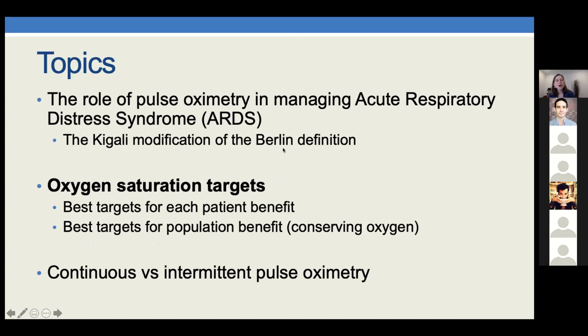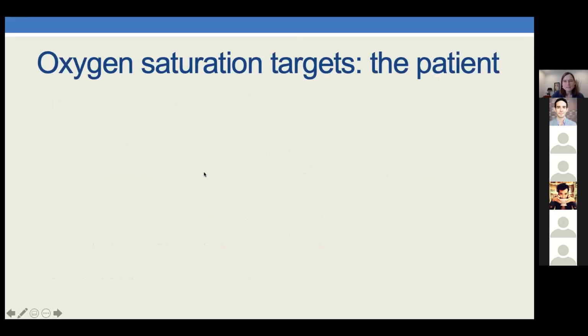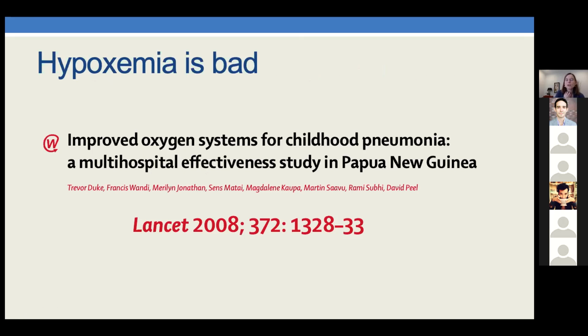I want to talk briefly also about oxygen saturation targets for acutely hypoxemic patients, including those with COVID-19. So in terms of individual patients, what is the ideal oxygen saturation? I think we all know that hypoxemia is bad, although Dr. Bickler did say you can be hypoxemic for short periods with no harm, which is absolutely true. If you stay hypoxemic, you in fact die. We know that the body cannot survive without certain levels of oxygen.